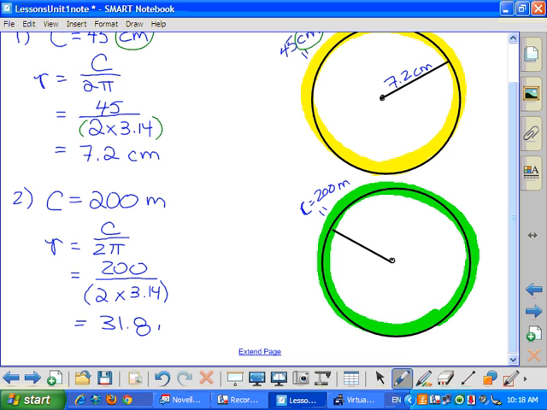31.8 meters. And I know it's in meters because that was the given information off the start. So this radius is 31.8 meters.